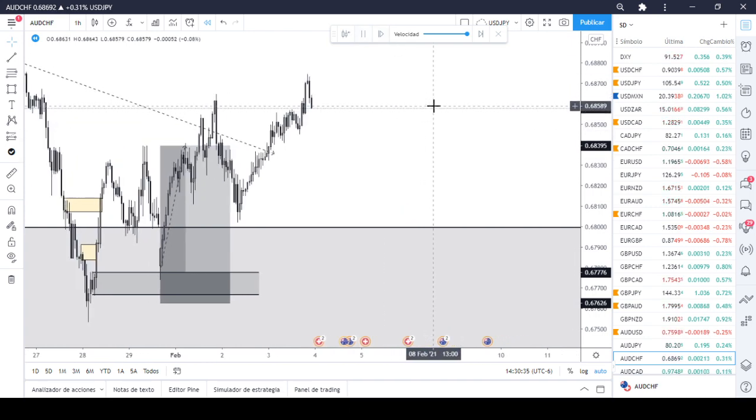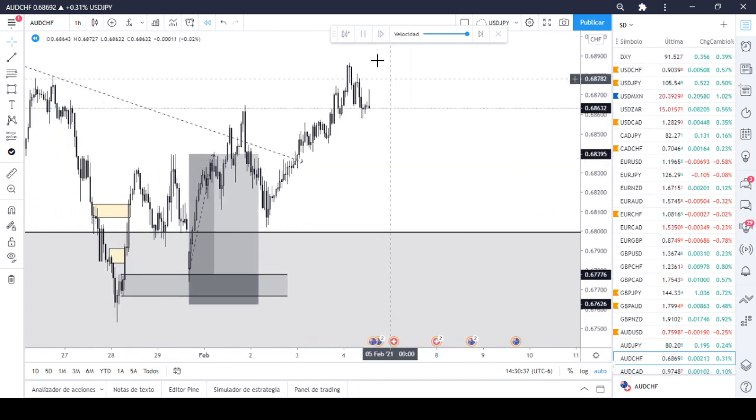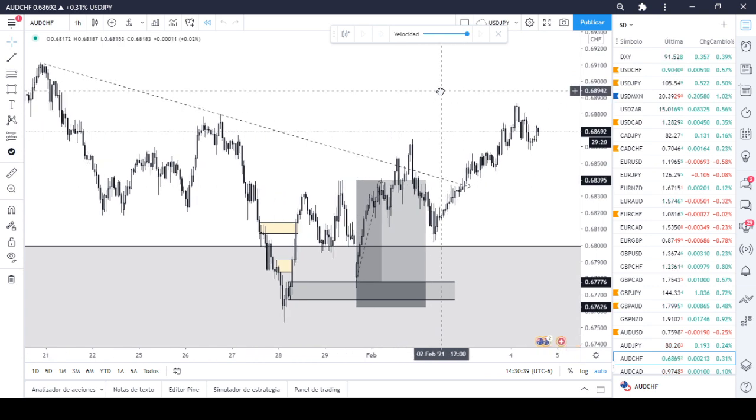And that's what happened. I don't know if you guys have any questions so far, if you understood basically the way I trade.